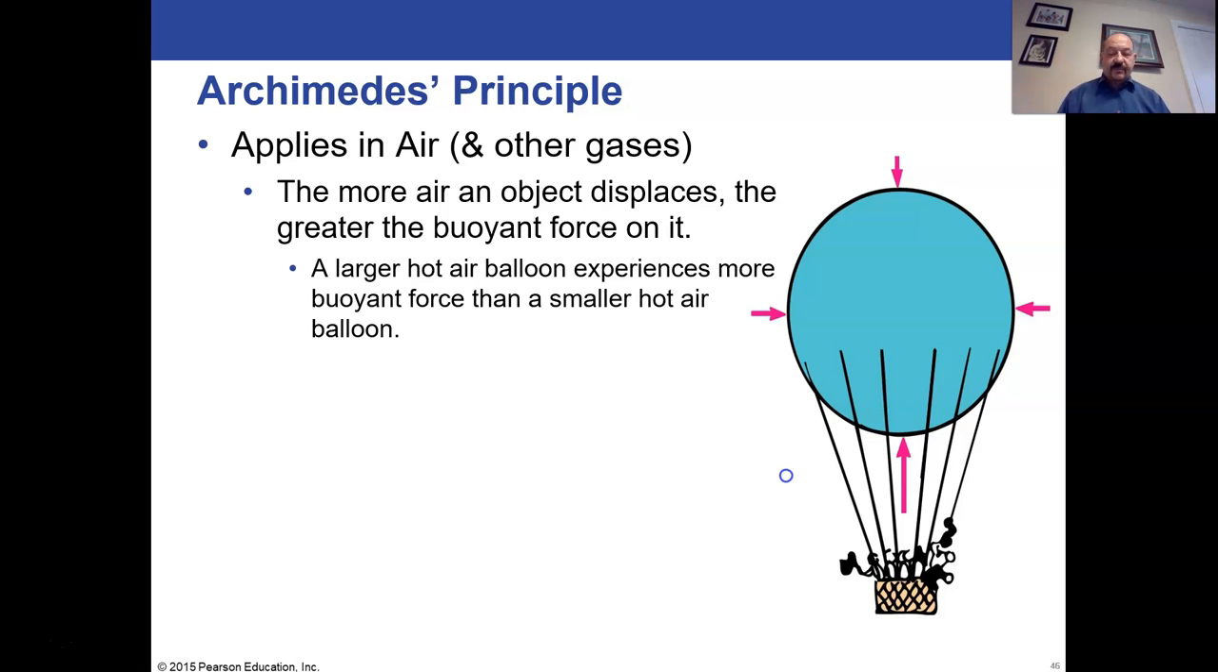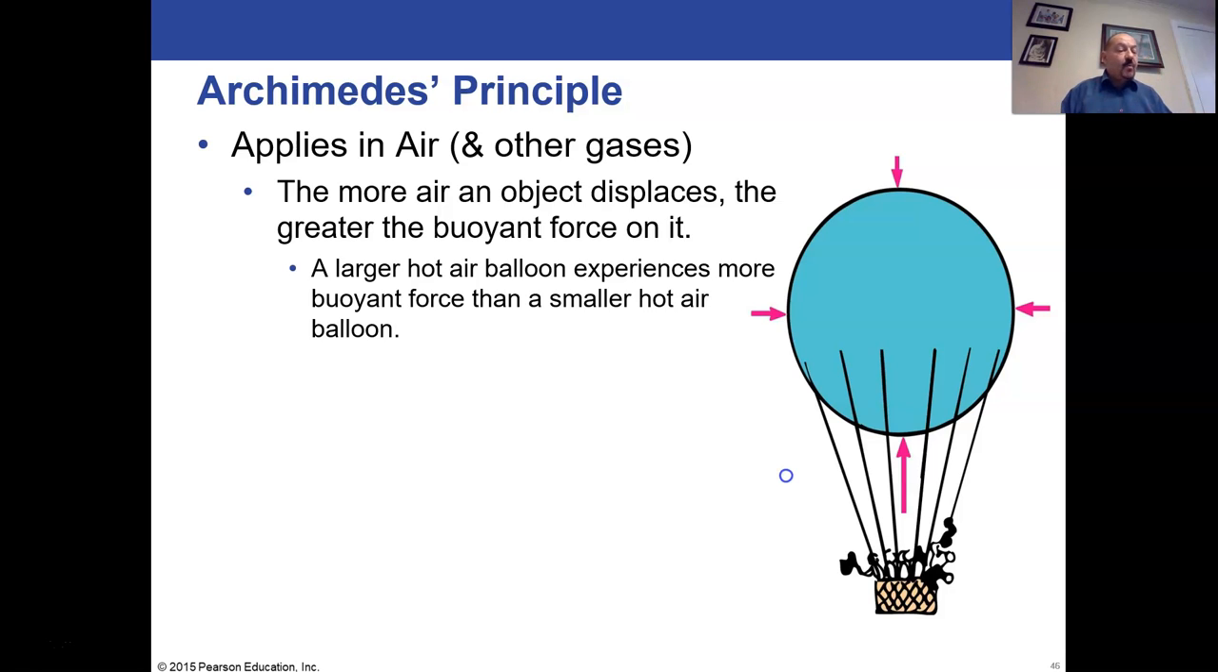All right, so Archimedes' principle is not just for water and liquids. Well, fluids is a general term that means liquids or gases, so it's also for gases. And we can apply Archimedes' principle of buoyancy to gases like the air or other gases. Well, let's talk about the air. The more air an object displaces, just like water, and we're looking at the weight of the air displaced, is the buoyant force of this balloon. Whatever volume this balloon occupies, that's the volume of air that's been pushed away. That's the weight of air that's been pushed away, and that force is what's lifting the balloon. So the larger the balloon, the more buoyant force on it.